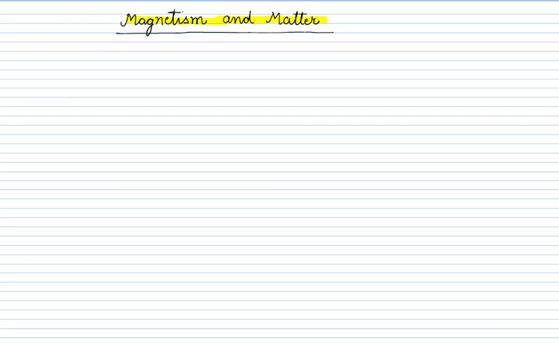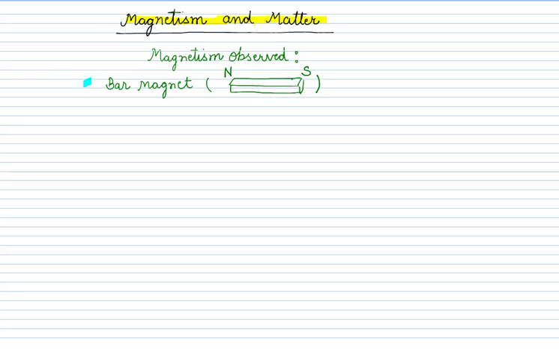First of all, we'll start up with the magnetism observed. Just take a bar magnet, and this is how a bar magnet is represented. If we suspend this bar magnet freely, then it always points in the north-south direction. You might have seen your magnetic compass, which we always use to find out the direction.